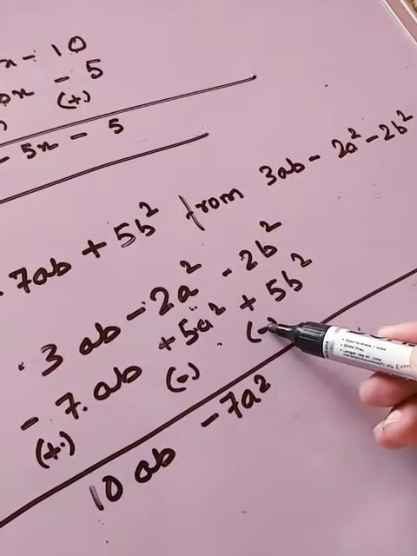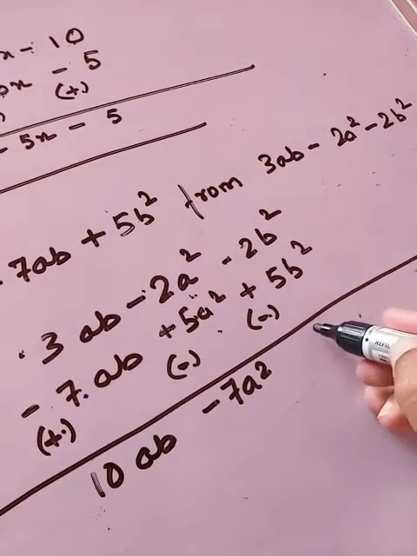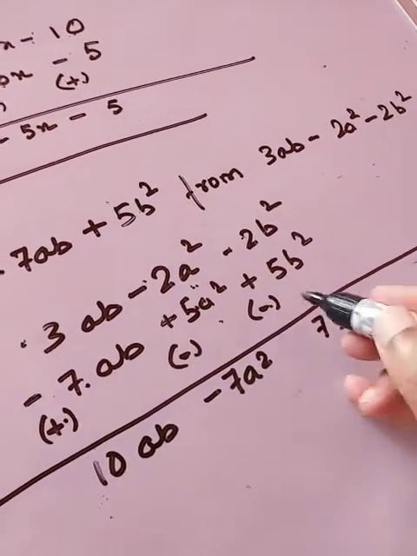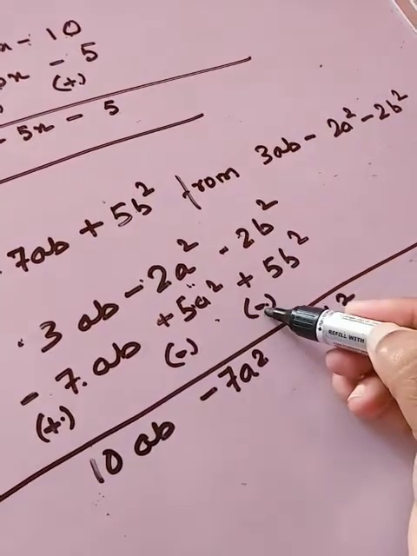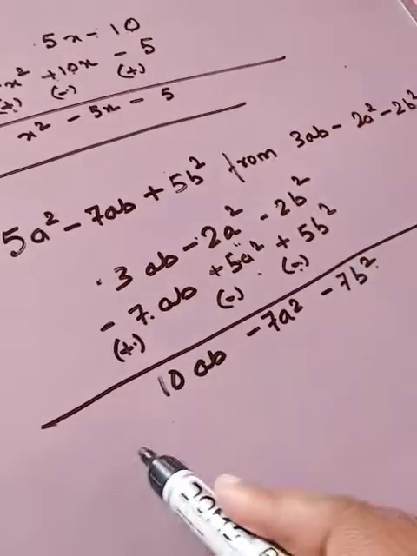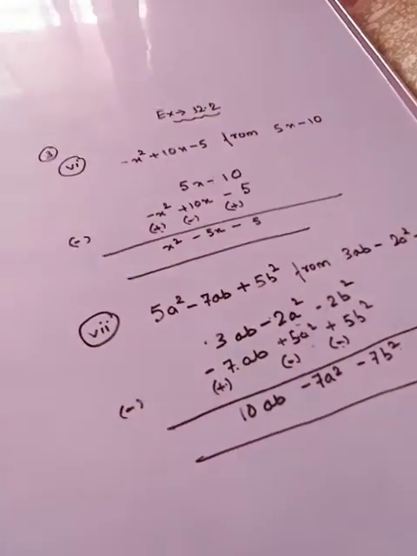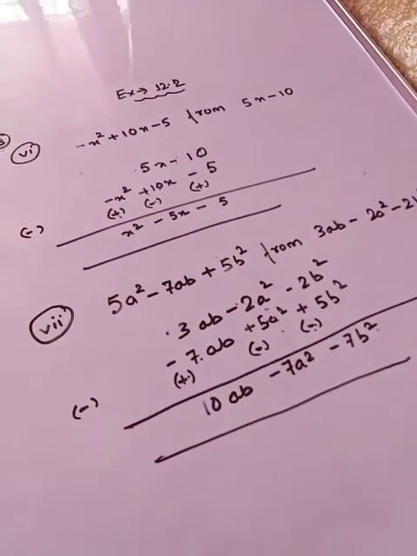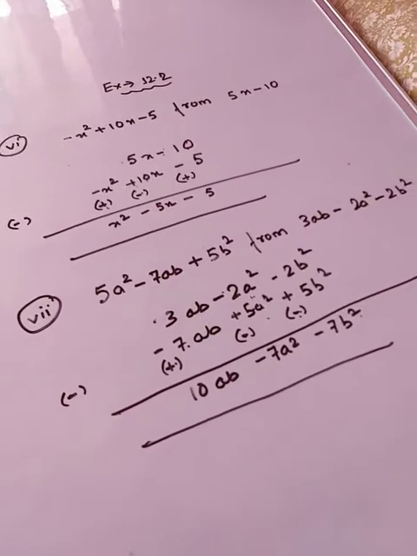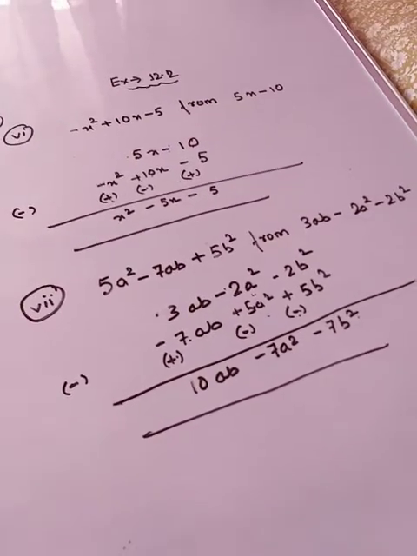Again, minus minus is what? Plus. 5 plus 2 is 7, b square. Now which number is greater? 5. 5 is carrying what sign? Minus. So we'll put the minus sign out. This is how exactly question number 7 you will do. And let's move on to the last sum of question number 3. That is sum number 8.